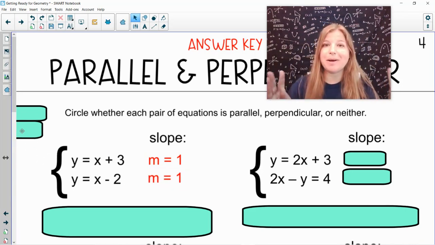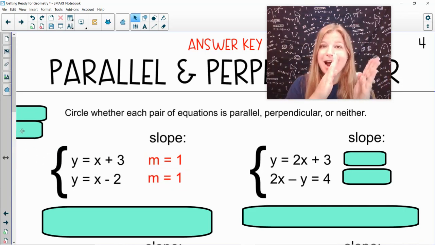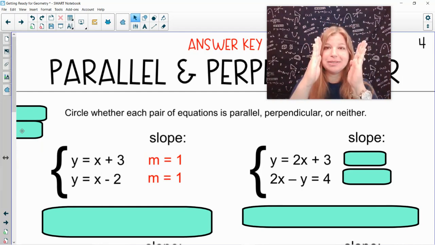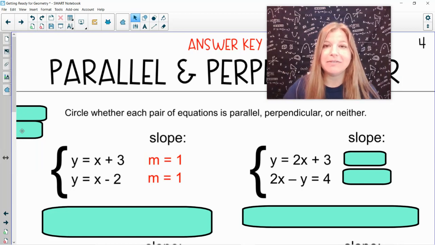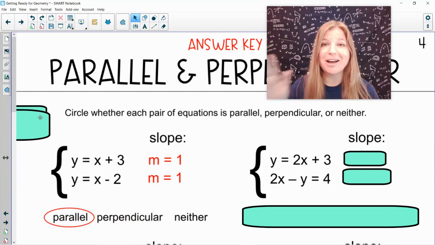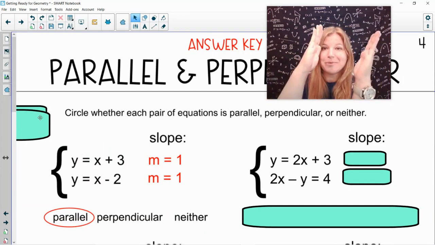Now, what's special about having the same slope is that parallel lines have the same slope. So if these both have a slope of 1, that would mean that those two equations are parallel to each other. Without even graphing them, we're going to know that they are parallel.